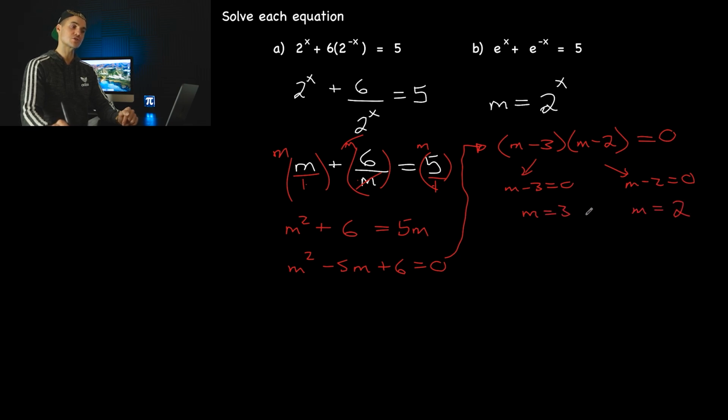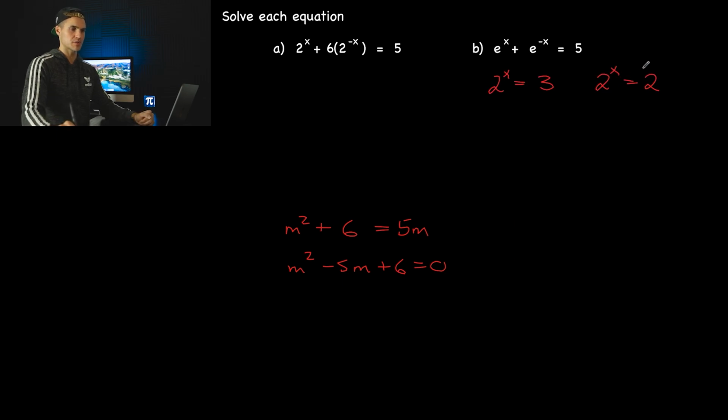But remember, we're not solving for m, right? We're solving for x, so we just brought that m in temporarily to make things look a little bit nicer and easier to deal with algebraically, but now we have to bring back that 2 to the power of x here. So we have to solve, when does 2 to the power of x equal 3? When does 2 to the power of x equal 2?